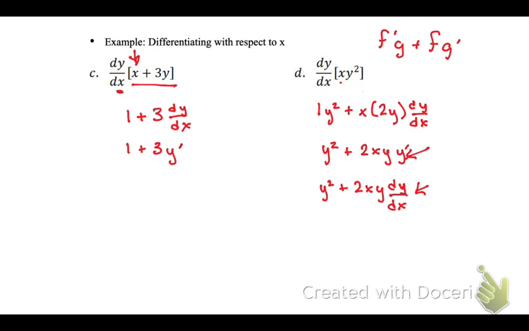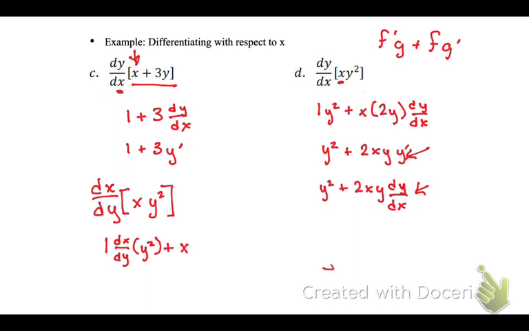Give me a minute. Okay. What does x prime mean? Well, x prime is 1. No, I mean if we were differentiating with respect to y. Oh, okay. So if we did the same problem as the derivative of x with respect to y, it would be written like this. What's the derivative of x? 1. So it'd be 1 dx/dy times y squared plus x, and the derivative of y squared would be 2y.